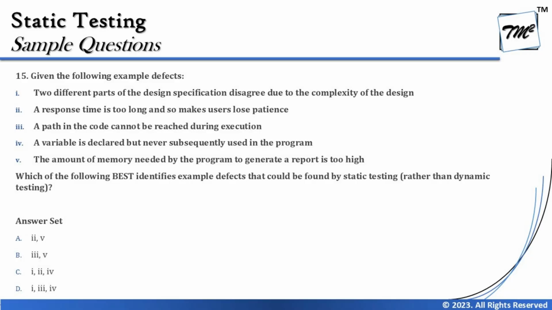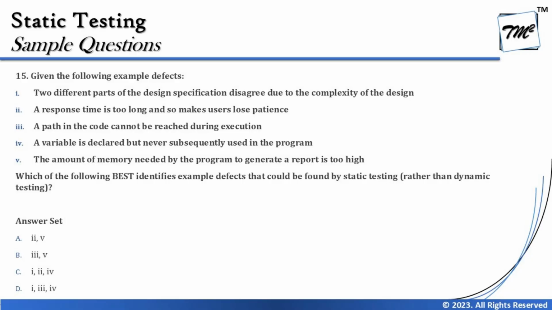Let's go to three. Three says a path in the code cannot be reached during execution. For your kind information, static analysis is another method of static testing where we use tools to perform the review on the code. And the capability of code review with the help of static analysis is that it can even find unreachable code, dead code, duplicate code, infinite loops, etc. It can easily be identified by static testing compared to dynamic testing. So three is a good candidate.